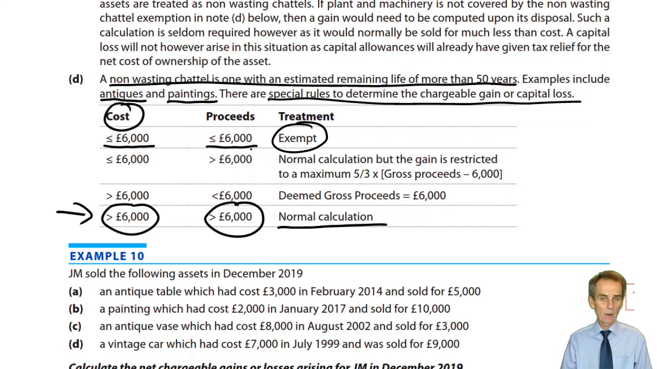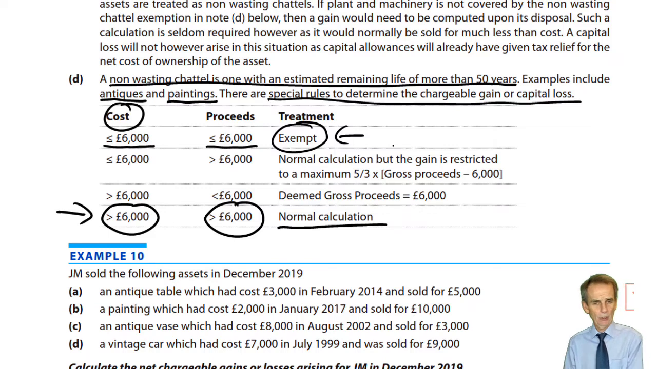If we don't go above 6,000, then that equals exempt. So there are two very straightforward situations. You buy for 2,000, you sell for 5,000. Both the 2 and the 5 respectively do not exceed £6,000. If it is a chattel, a painting, an item of furniture, an item of jewellery, then that is exempt. No calculations, it's exempt.